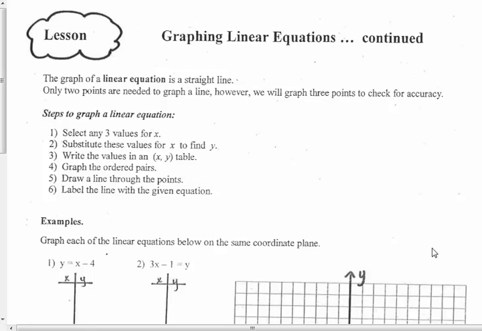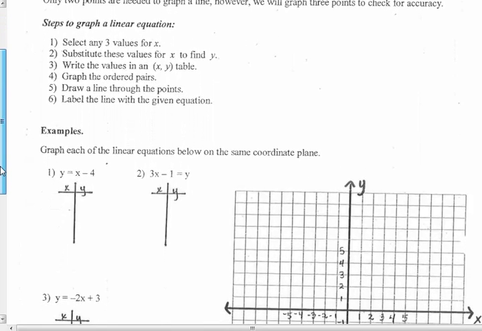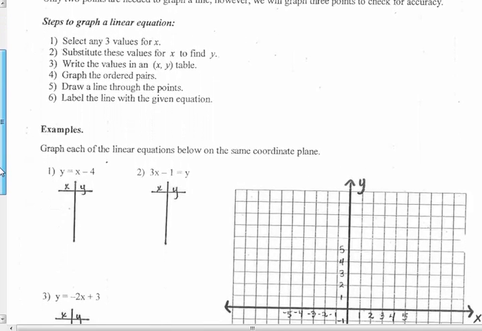This is video 4.3 for 8th grade math. We're choosing and graphing linear equations, choosing the x value. The graph of a linear equation is a straight line. Only 2 points are needed to graph a line. However, we will graph 3 points to check for accuracy, just to make sure we haven't made any kind of mathematical error when we're solving for y, putting in an x.